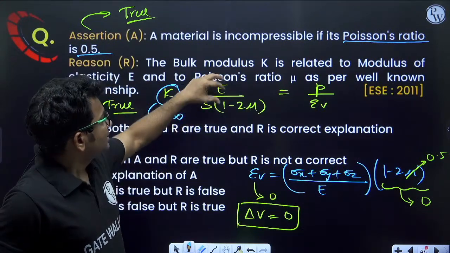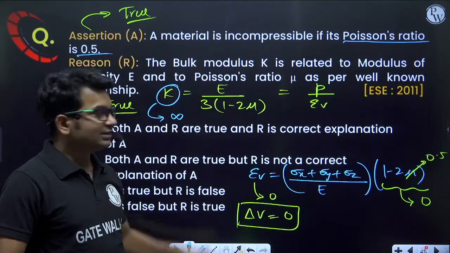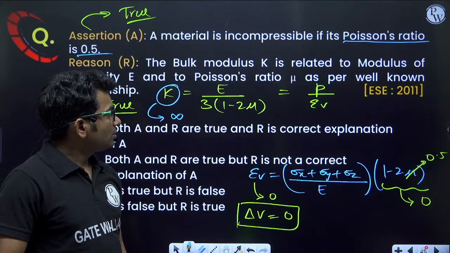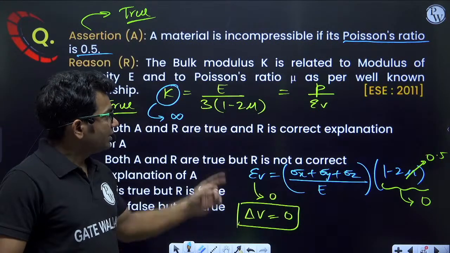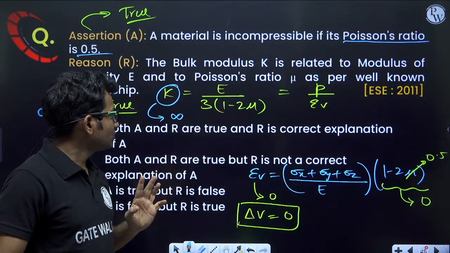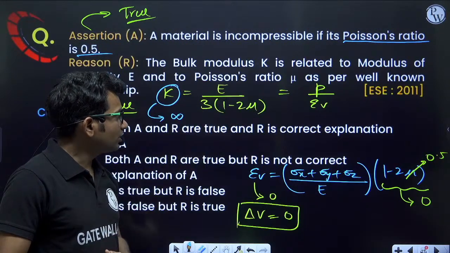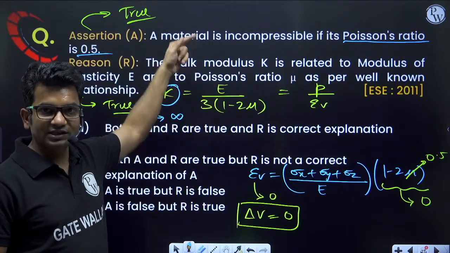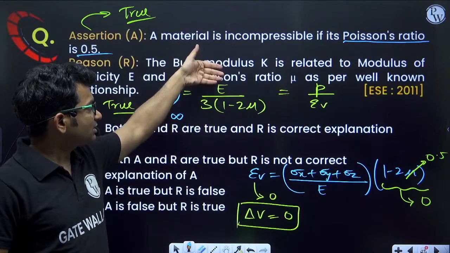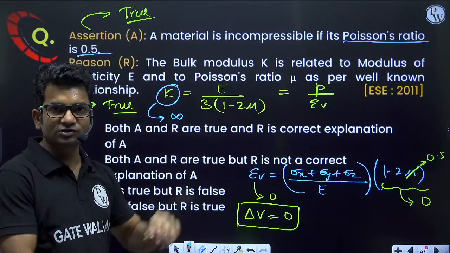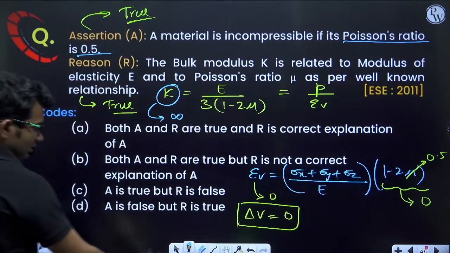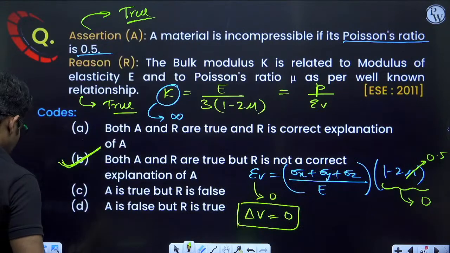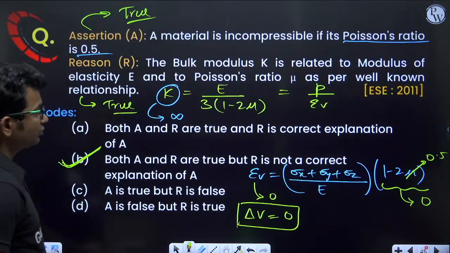So is this explaining that or not? Is it a correct explanation or not? They are related by a well-known relationship, and this much only is given. If we dig deep into this, we can say that yes, they are related. But just stating this, it is not explaining it. So we can safely mark option B. B is the correct answer. Clear.